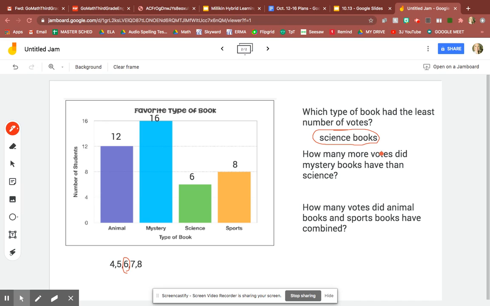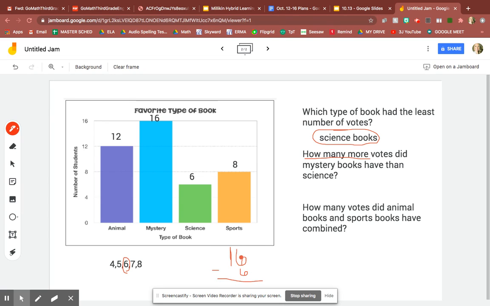How many more votes did mystery books have than science? So how many more is our key words here. They tell me that we need to subtract. So mystery books got 16 votes and science books got 6. So I'm going to have to subtract 6 from 16. So 16 minus 6.